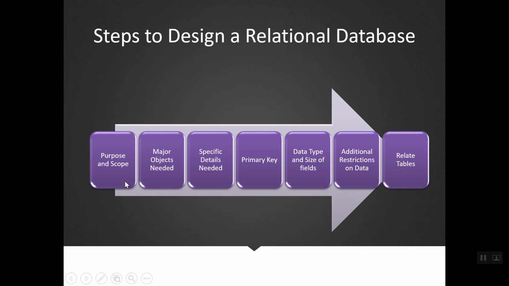Just a quick walk through the things we need to do if you're going to build a database. These are the steps you go through. All right. So once we do all this, then we can add the data. So we design it, identify major objects, add specific details, define the primary key, figure out the data types and size of all the fields, whatever our additional restrictions are, relate the tables, and then, and only then, do we add data.